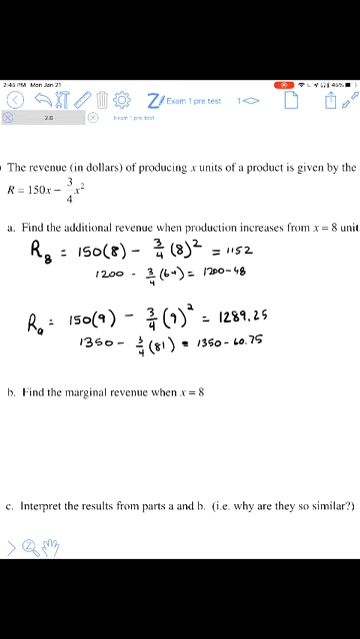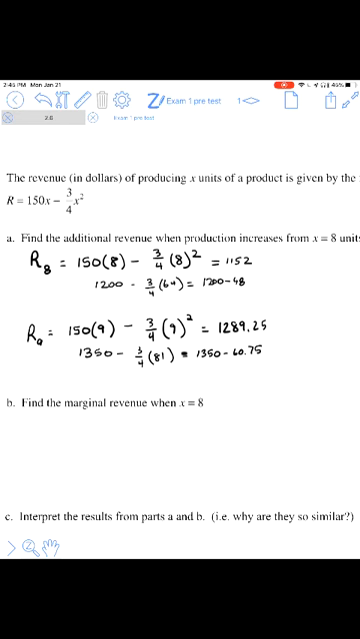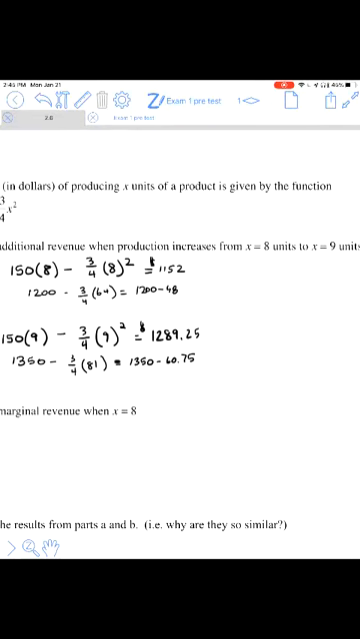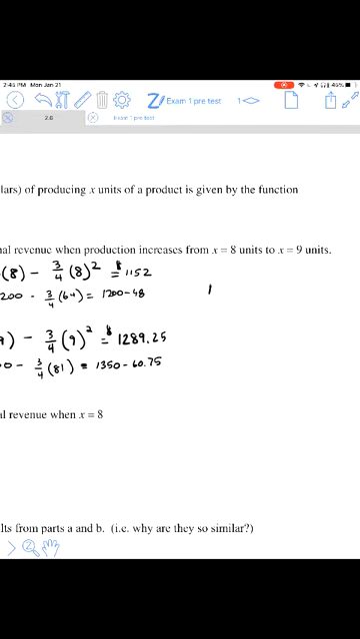Okay. So I've got these on here. This is in terms of dollars. So the revenue for 8 units was $1,152. The revenue increased to $1,289.25 when they sold 9 units. So there was an increase of revenue. The question is, what's the additional revenue? So how much was increased? So we're just going to do revenue for 9 minus the revenue from 8.